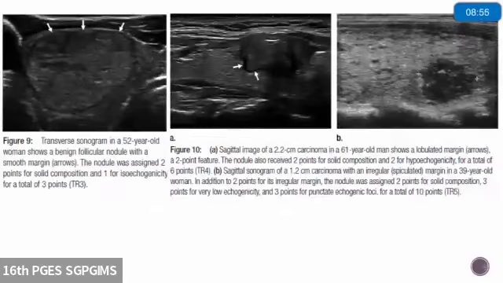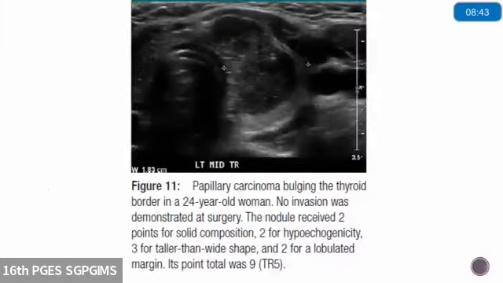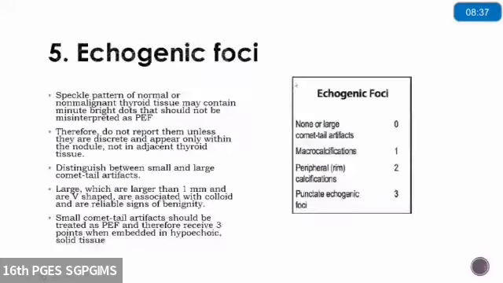Then margins, if the margins are very smooth, well defined, it is more towards the benign side. If it becomes lobulated or irregular like this one, then it is more towards the malignant side. When there is extrathyroidal extension, the chances of malignancy increases.